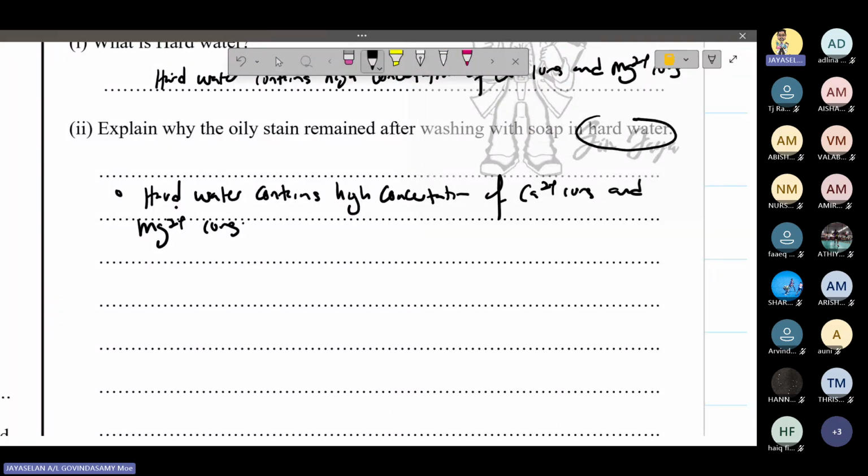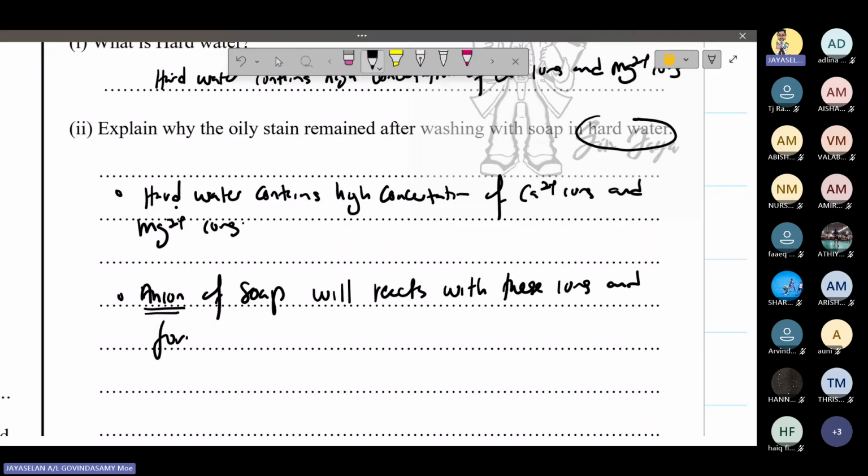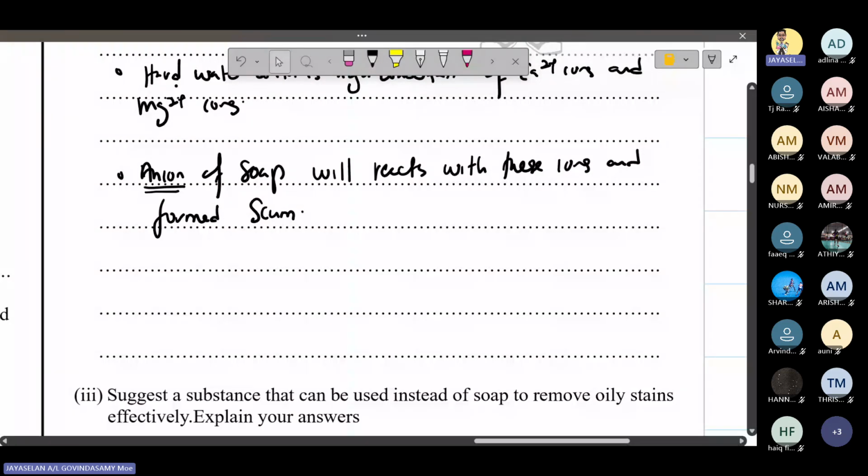Next point, you put like this: anion of soap. When you add soap, it will dissolve, the sodium ion and the anion will break apart. So you must mention the anion. The anion of soap will react with these ions and form scum. You already got another mark.